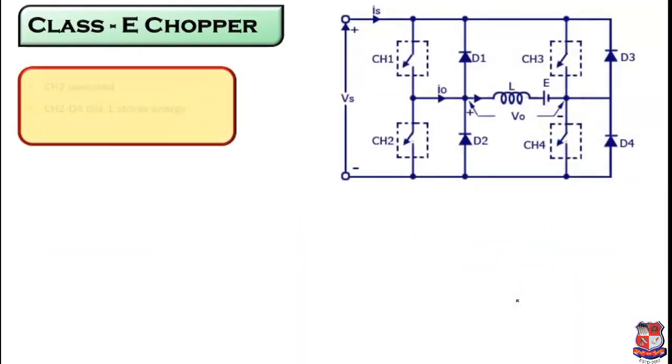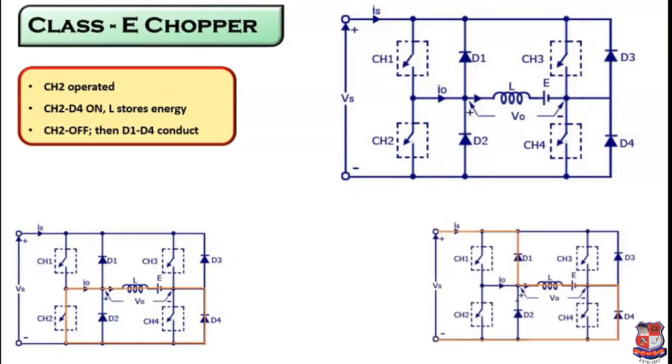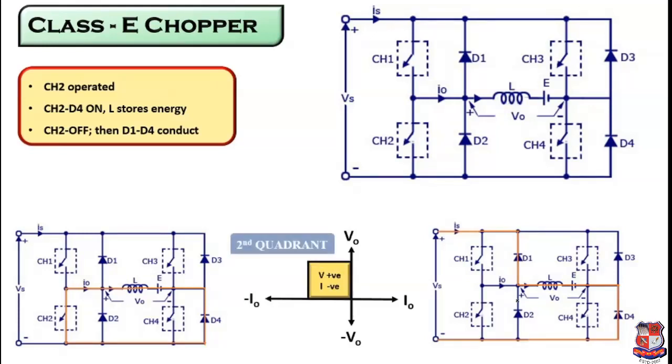So this is first quadrant operation. Next, in the class E chopper, CH2 is operated, CH2 D4 is on. As a result, the inductor stores energy. Okay, the inductor will store energy. Similarly, after that CH2 is turned off and D1 D4 conducts, making the current negative with the polarity of the output remaining the same, which makes it a second quadrant operation.